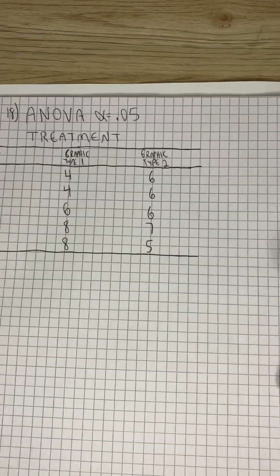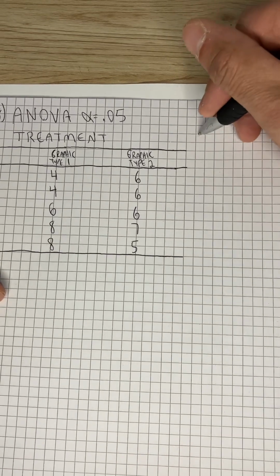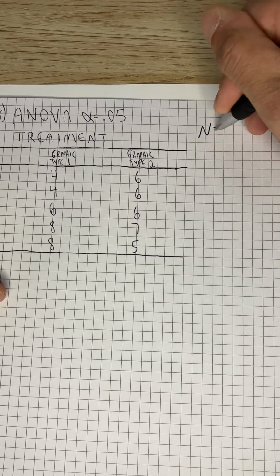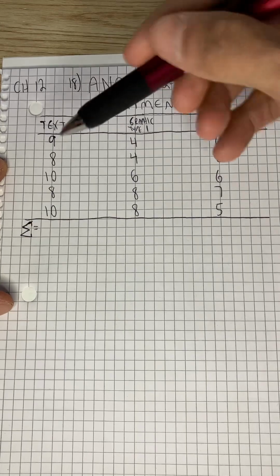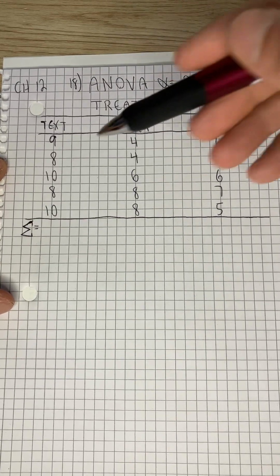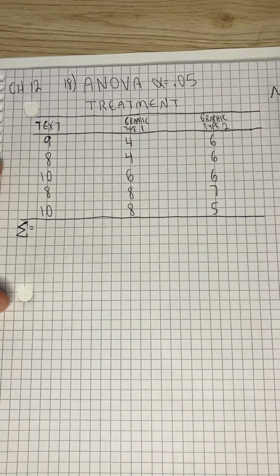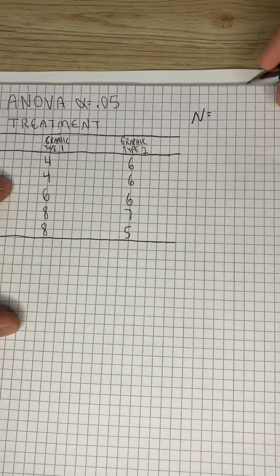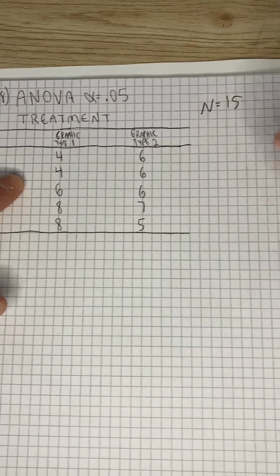Before starting this problem, there's some information we can gather just by looking at the data here. We can figure out big N, the total number of scores. That's just all the scores combined, right? There's 1, 2, 3, 4, 5 in each group and 3 groups. So big N is 15.